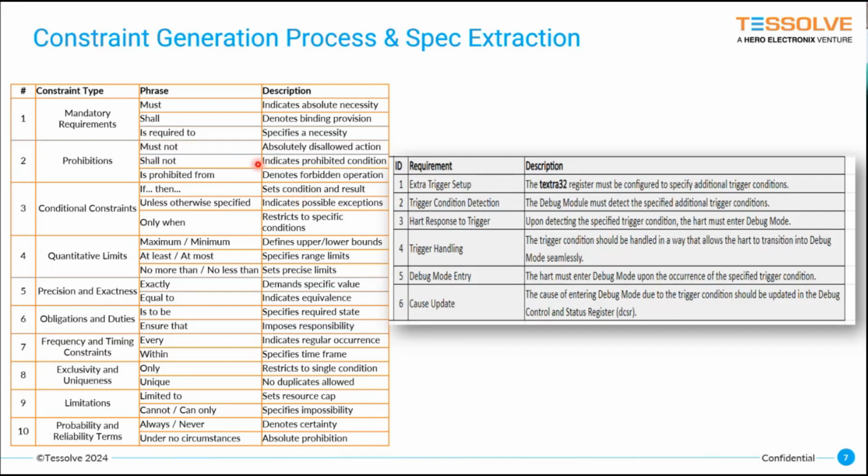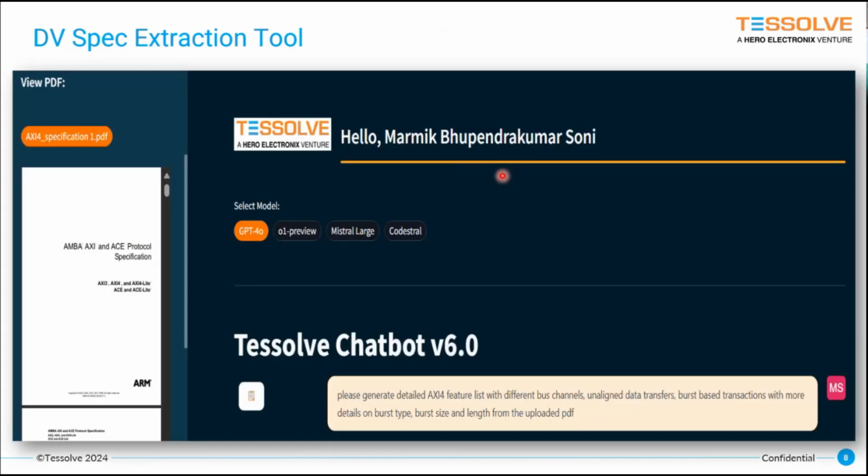Suppose we talk about the particular phrases used in the specification, like must, shall, required to, or we take this particular example, the quantitative limits. Somewhere it mentions maximum or minimum, at least, at most, or not more than or less than. Then it defines what the upper and lower bound should be, what the range limit of the particular variable should be, or it gives a precise limit. If we take one example, this is the flow of a description taken from the spec to design the test plan. This is one example where the data is generated from the AI model.